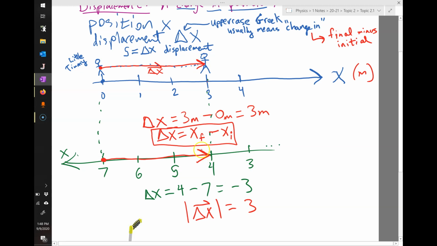It's just that in the blue frame of reference up here, the right was called positive. So you could say that vector is pointing in the positive x direction in this frame of reference. In the green frame of reference down here, the left is positive. So someone describing it in this frame of reference would say that that vector points in the negative x direction. But it is the same vector. The displacement is the same. So physics doesn't care about frame of reference.